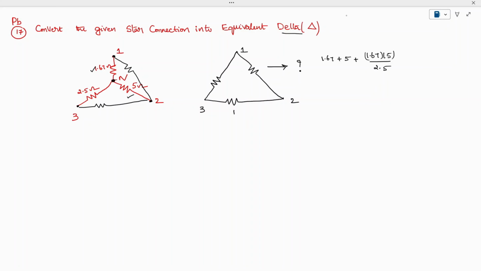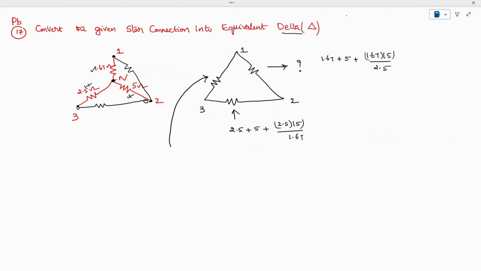Similarly, I want to find out this black color resistance. This black color resistance is connected between two reds. What are those two red color resistors? One is 2.5, another is 5 ohm. So first I have to write down 2.5 plus 5 plus, what is this value, 2.5 into 5 divided by the remaining red color resistor, 1.67. If you do the calculation then you'll get the value.